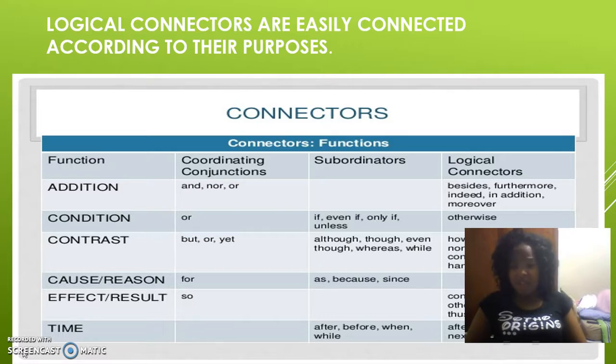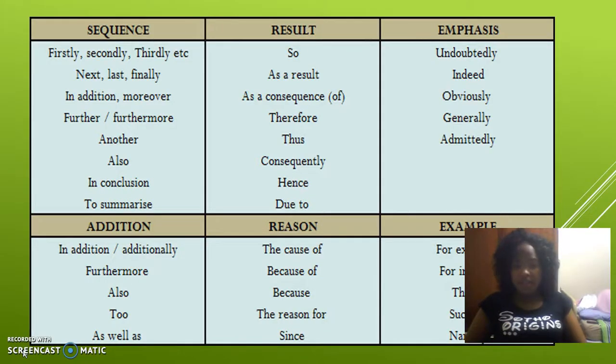So we have examples there, and then we have others as well. They're almost the same: signals of sequence, signals of result, signals of emphasis, signals of example, signals of reason, and signals of addition. So you use these signals depending on the purpose, the relationship you try to create between two ideas or sentences. The purpose of these logical connectors is to connect two ideas or two sentences while still maintaining sense between the two ideas or sentences.